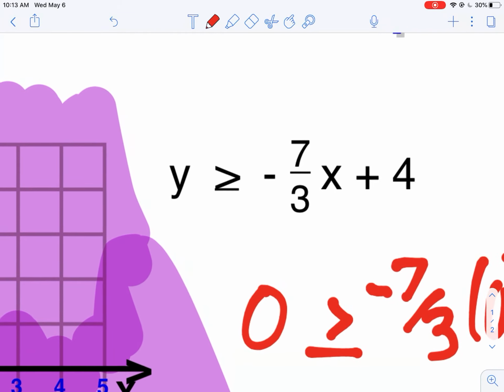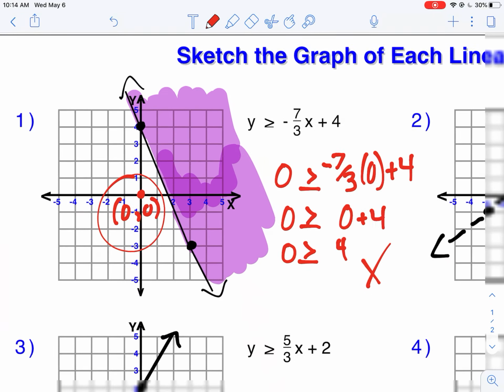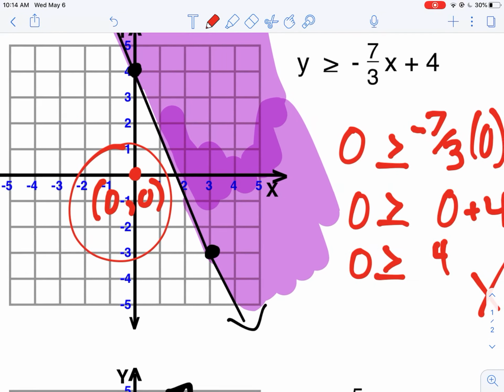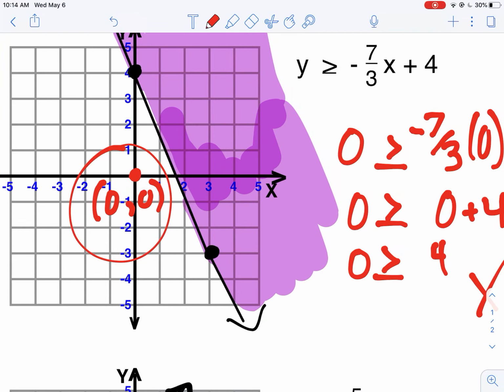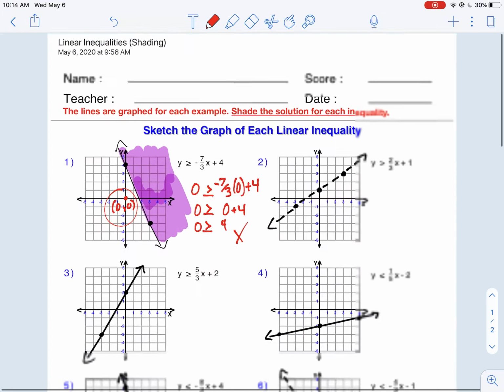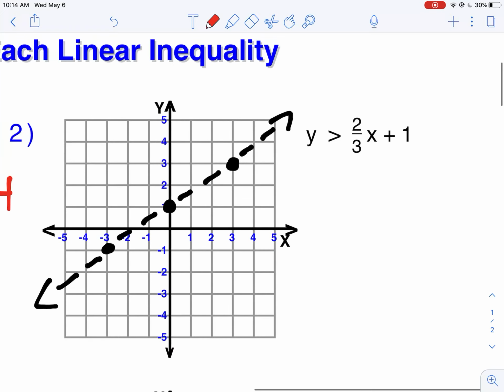First of all, I try to figure out whether I am going to be graphing above or below my y-intercept. And then I try a test point. I usually try the origin. Why? Because it's nice and easy. Plugging in zeros is really easy. Let's try the second one. Now for the second one, let's take a look.